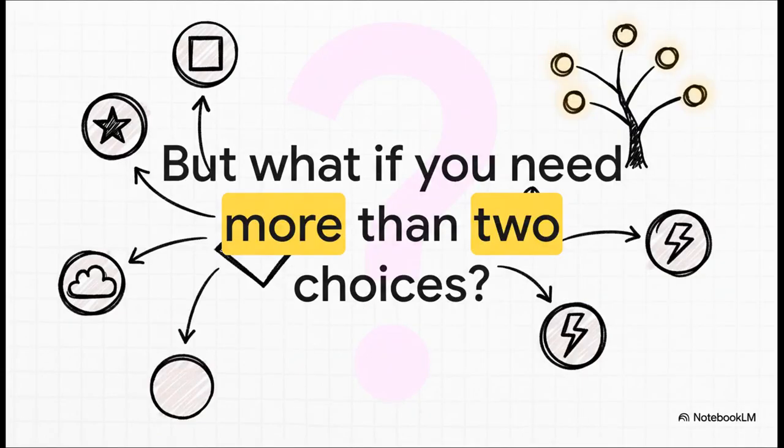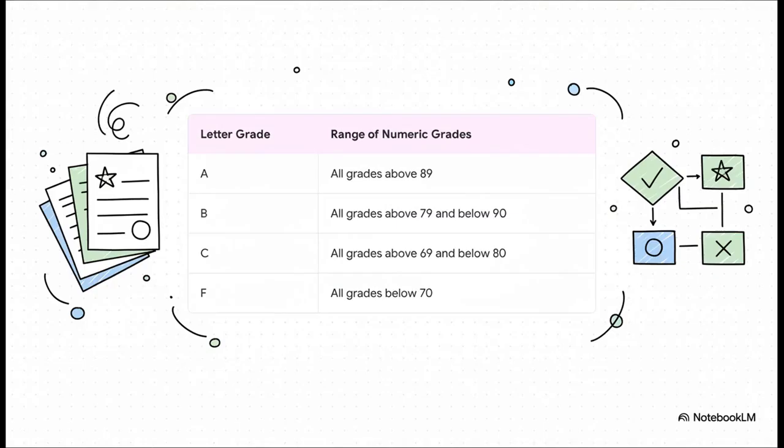Now, this is where things get really powerful. A simple yes or no is good, but what about situations where you have tons of possible outcomes? How do you handle those? I mean, just think about assigning a letter grade on a test. You've got A, B, C, F. That's at least 4 different outcomes, all based on one number. A simple if this, otherwise that setup just isn't going to cut it.